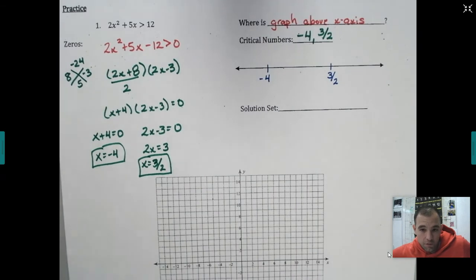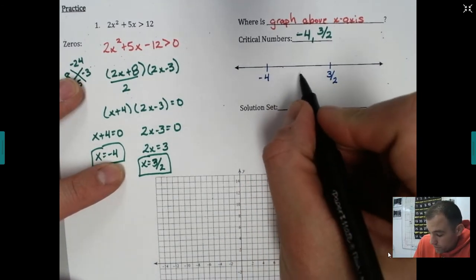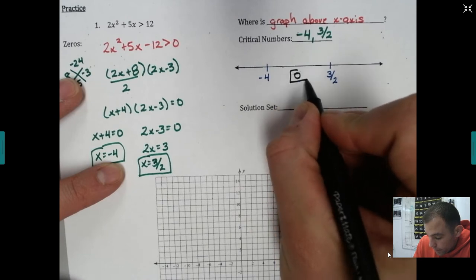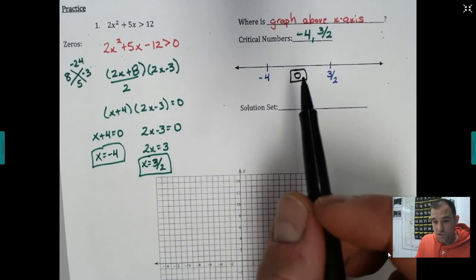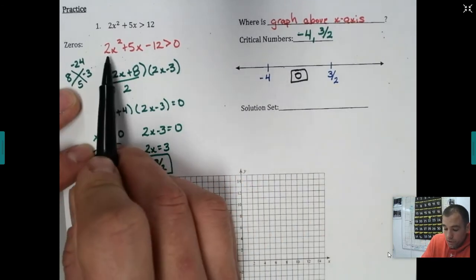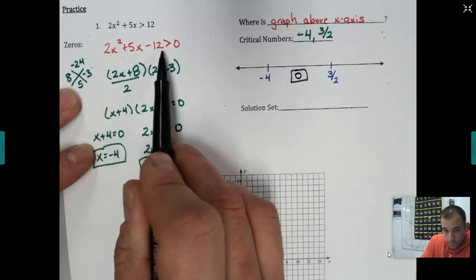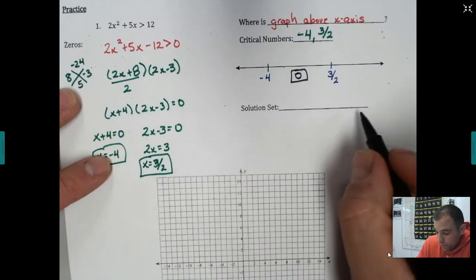I will tell you, you can pick any number you want, but I always start with 0. So figure out where 0 is going to fall in this interval. 0 is going to fall somewhere in the middle. And I always put it in a square, so I know that's the one that I picked. So 0 falls in the middle. I'm going to take this 0 and I'm going to plug it into this problem. If I plugged 0 in for x, let's say I plug 0 in there.